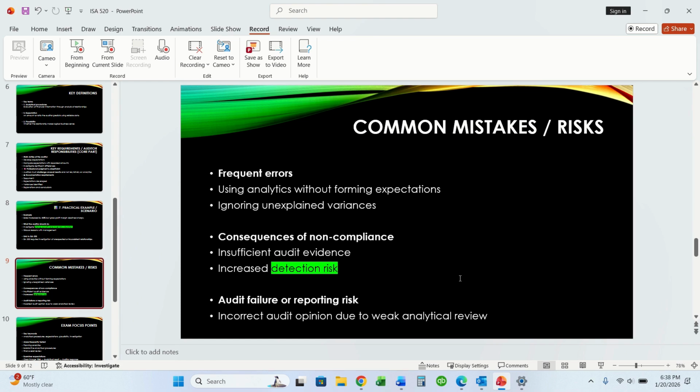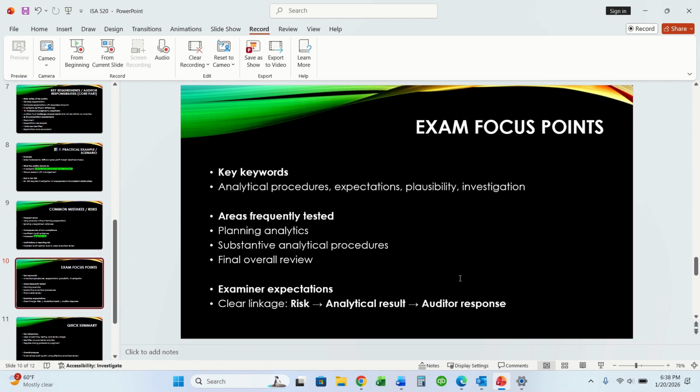Common mistakes. Frequent errors: using analytics without forming expectations, and ignoring unexplained variances. Consequences of non-compliance: insufficient audit evidence, increased detection risk, audit failure or reporting risk, and an incorrect audit opinion due to weak analytical review. Exam focus points: analytical procedures, expectations, plausibility, investigation. Areas frequently tested: planning analytics, substantive analytical procedures, and final overall review.